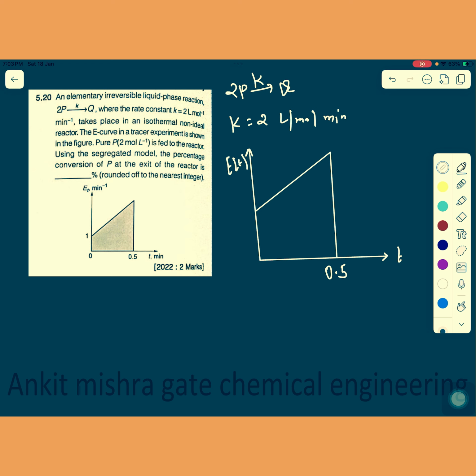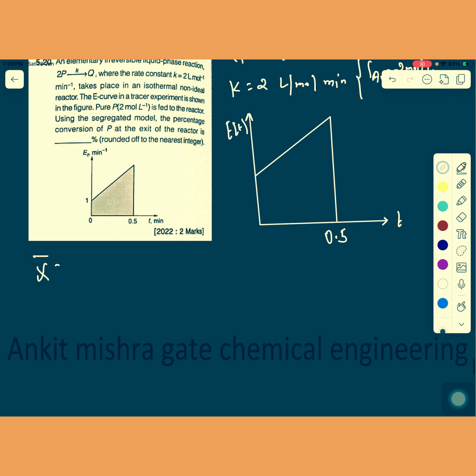Pure A having 2 mole per liter, so the concentration of pure A, Ca naught, is equal to 2 mole per liter, is fed to the reactor. Using the segregation model, the percentage conversion, again the same question is there. So you have to calculate the mean conversion x bar using the segregation model. That is 0 to infinity of xt into Et dt. That's it. But this problem is not very difficult like the last problem. So here you can see the equation. This equation is very easy.